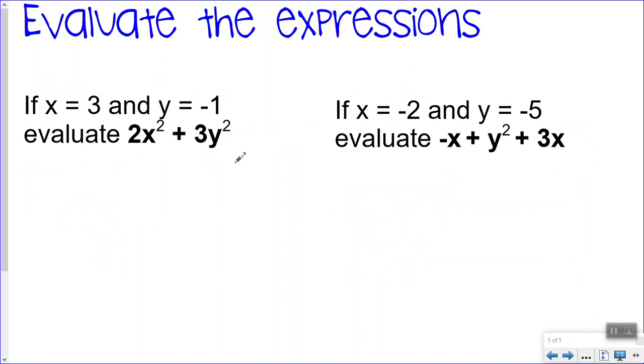Go ahead and pause the video and try the example on the left on your own.